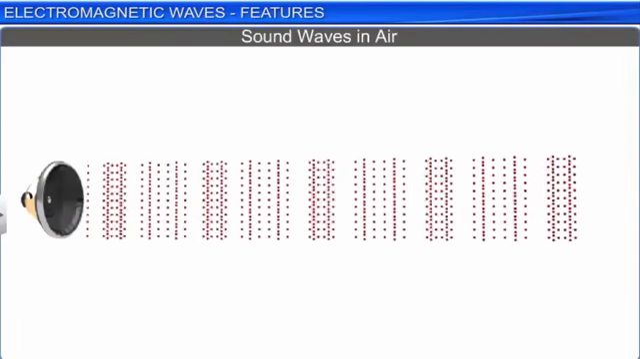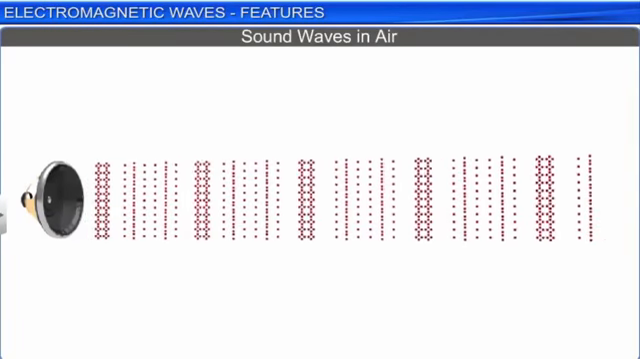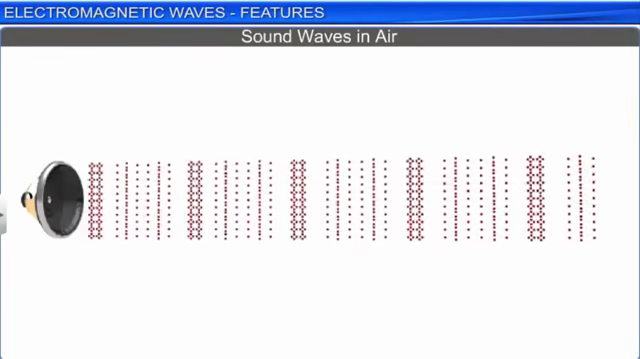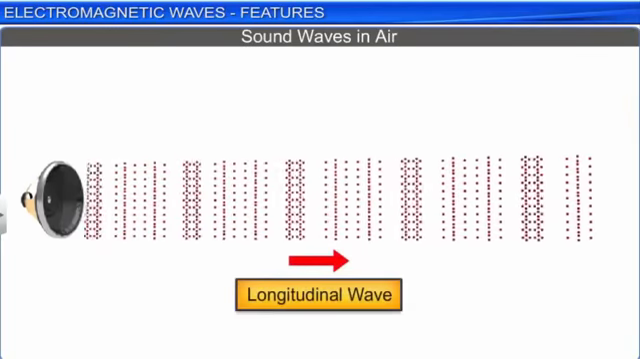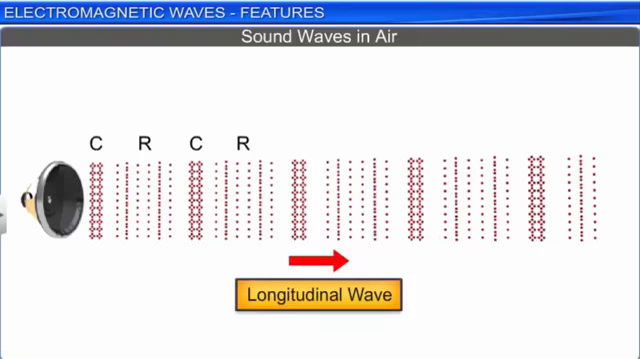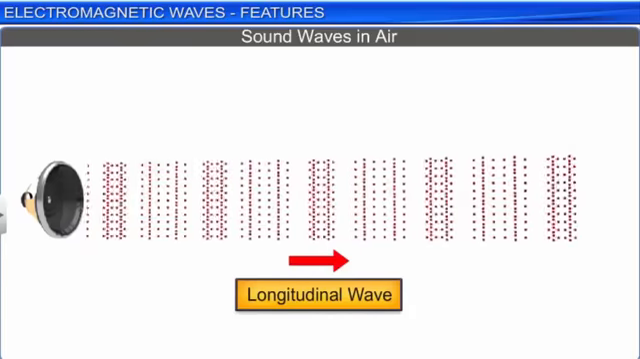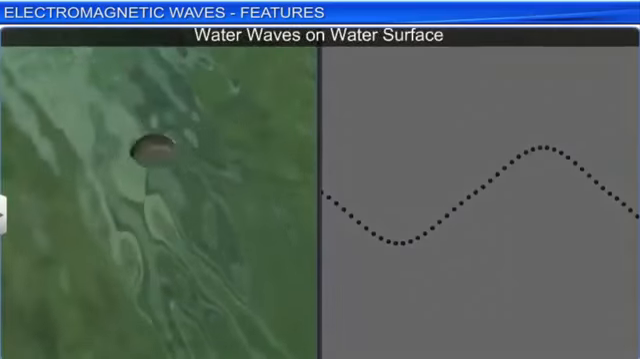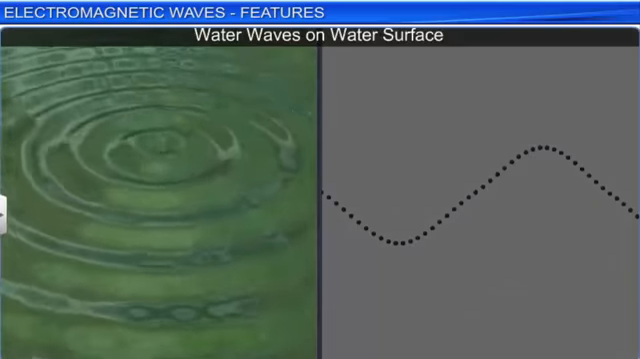We have learnt about the different types of waves. Sound waves in air are longitudinal waves that propagate in the form of compressions and rarefactions. Water waves on the surface of water are transverse waves.